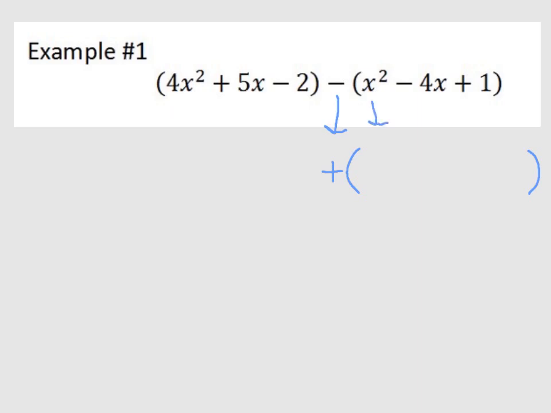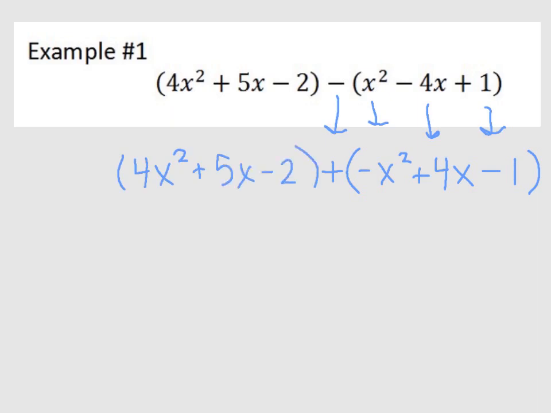So this x squared, I need to do the opposite, which makes it negative x squared. Need to do the opposite of minus 4x, which would be plus 4x. Need to do the opposite of plus 1, which would be minus 1. So everything in the second trinomial became the opposite of what it originally was. The first trinomial is going to stay exactly the same. And now we just have a basic addition problem.